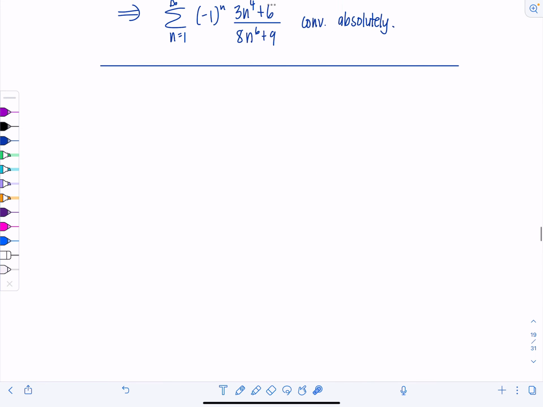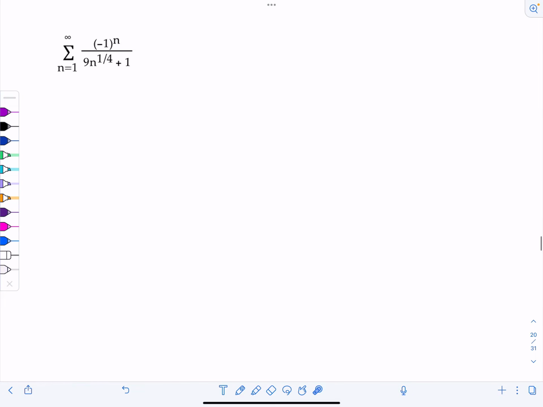Great. I mean, this is a tricky idea, so let's do another one. Here we have the sum, n equals 1 to infinity, negative 1 to the n, over 9n to the 1/4 plus 1. Again, we're going to see if it converges absolutely, conditionally, or diverges. I know it's tempting, but please don't do AST first. All right. So let's test for absolute convergence first.